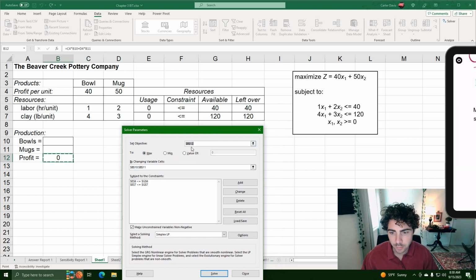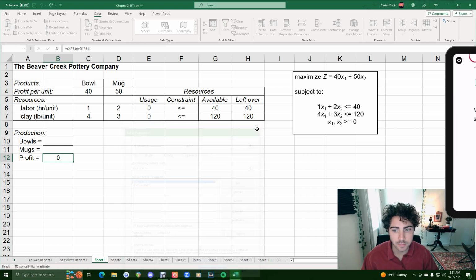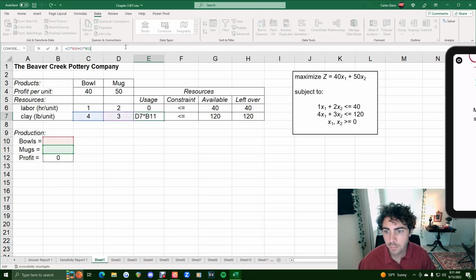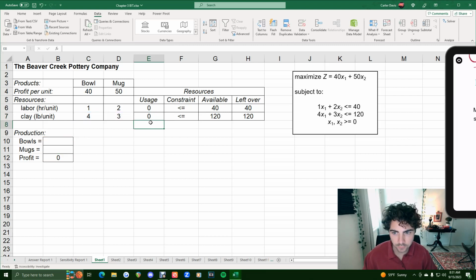So we're finding a max profit. The changing variable cells are just the number of bowls and mugs, so B10 and B11. The constraints are simply the usages less than or equal to what's available. Let me highlight one more thing. Sorry, I'm out of order here. The usage is constructed of the number of hours times the number of bowls, plus the number of hours times the number of mugs. Same thing for the pounds: the number of pounds per bowl times number of bowls, number of pounds per mug times number of mugs. Hopefully you get the idea.